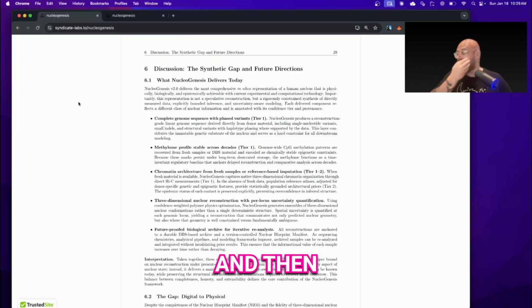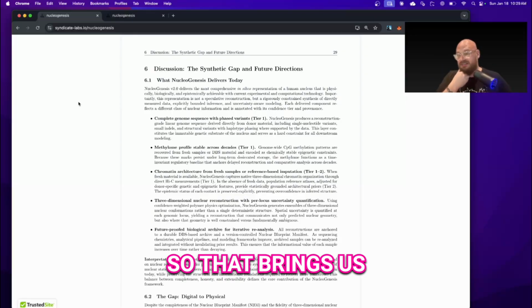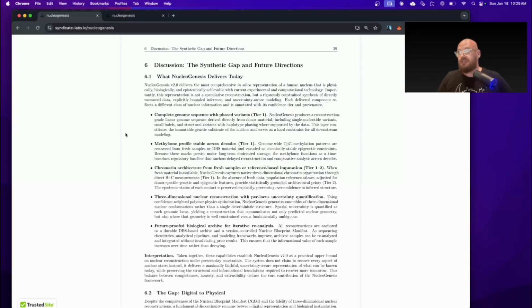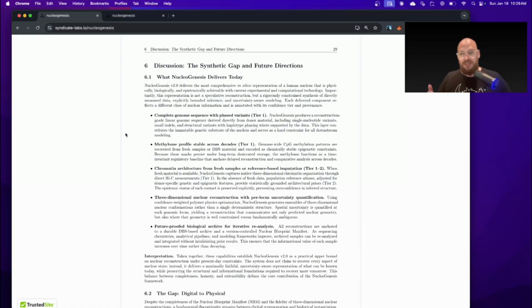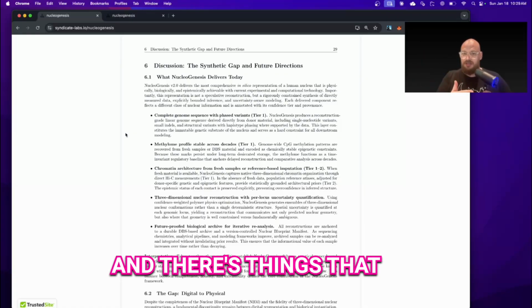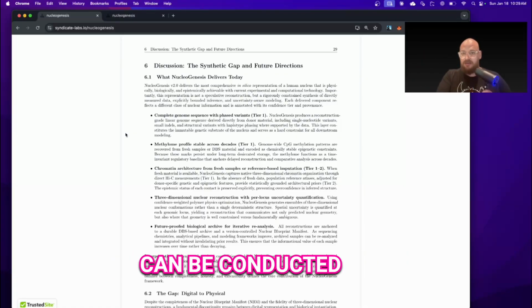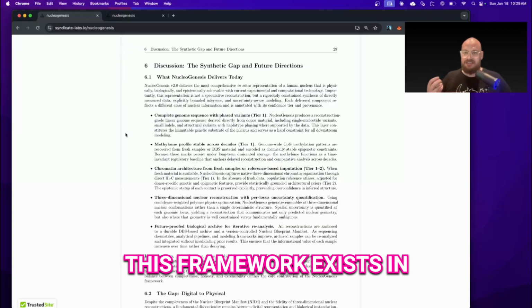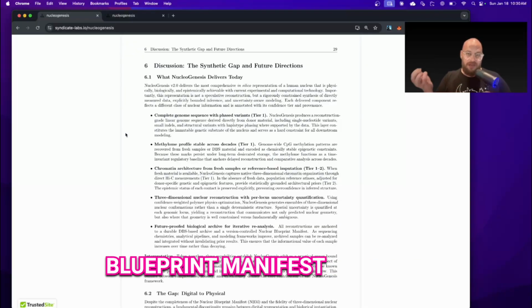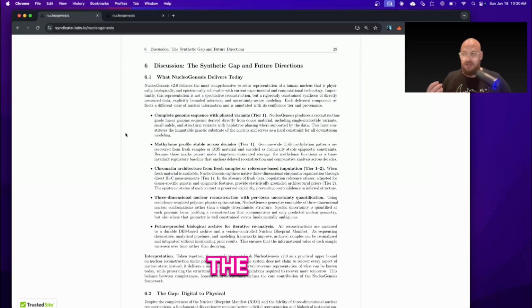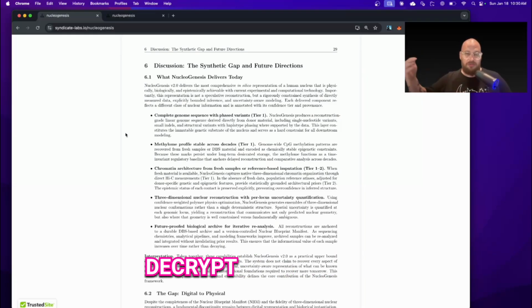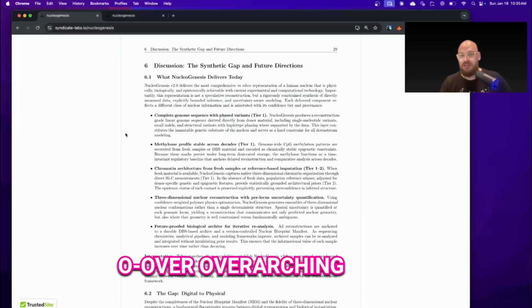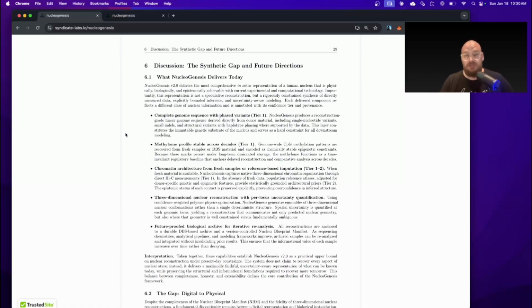And so that brings us to the last part, which is the gaps. So this is a theoretical framework, obviously, right? And there are things that can be conducted now. But of course, this framework exists in actually building a nuclear blueprint manifest that can then be synthesized in the future. It is dependent on filling in some of these gaps. That's why we have a collect now, decrypt later kind of overarching theme. So here we are.